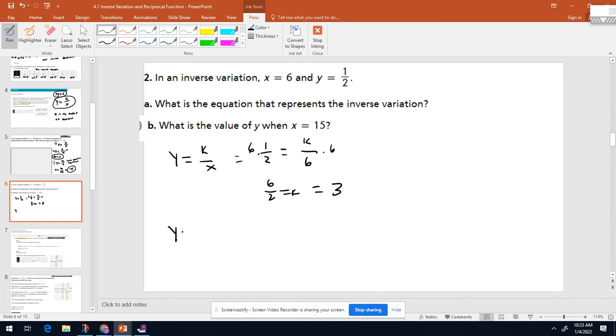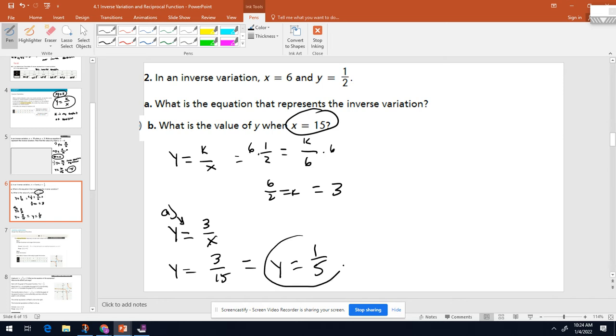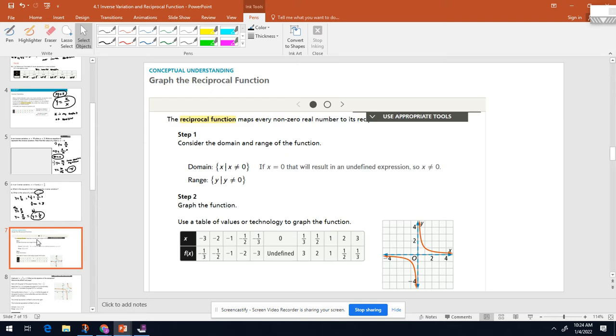So then I'm going to write out the equation y equals 3 over x. So this is the equation. This is part A right here. That's what they want as the equation. Okay. And then I'm going to take 15 and plug it in. So I have y equals 3 over 15. I'm going to reduce that and I would get y equals 1 over 5. That would be the answer to part B. So here's part A. Here's part B. I think this stuff is really simple as you kind of get the hang of it. Okay. So the next thing we're going to look at is the reciprocal function and the graph.